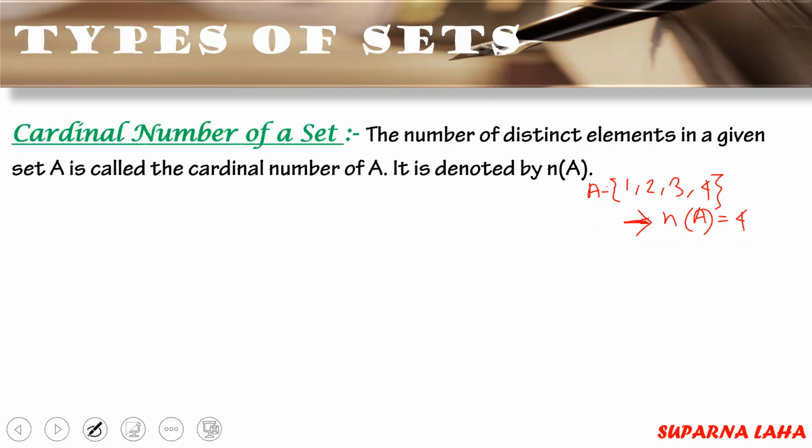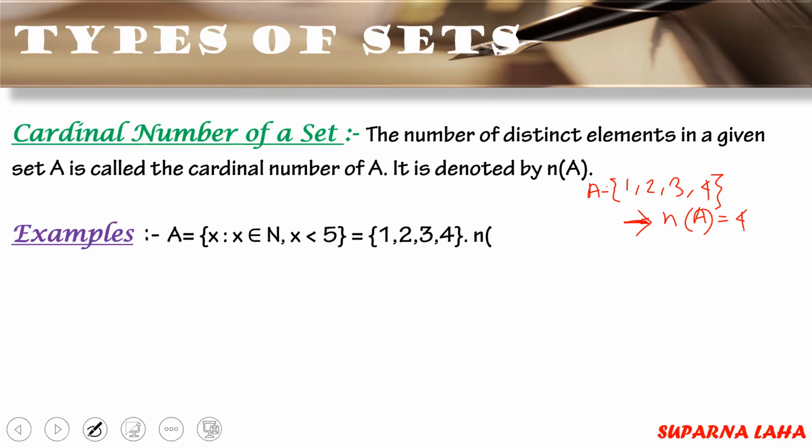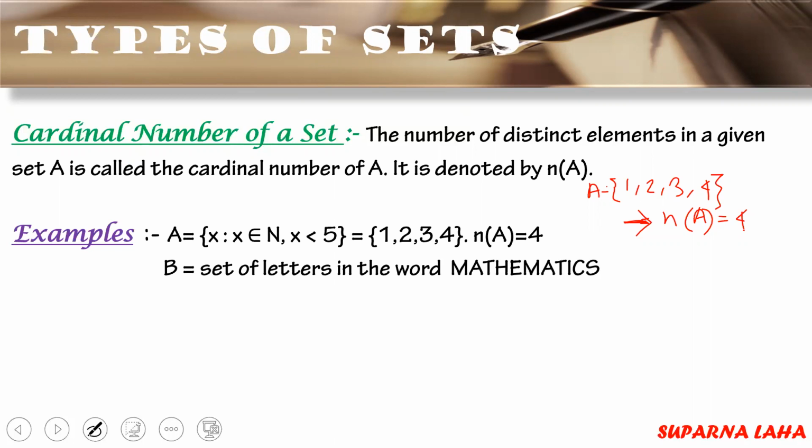Take some examples. First one, x such that x belongs to the set of natural numbers and x is less than 5. So this is 1, 2, 3, 4, so the cardinal number of the set is 4. Next, the set of letters in the word mathematics. Write down its letters: M, A, T, H, E, I, C, S. So the number of elements is 8. So the cardinal number of the set is 8.